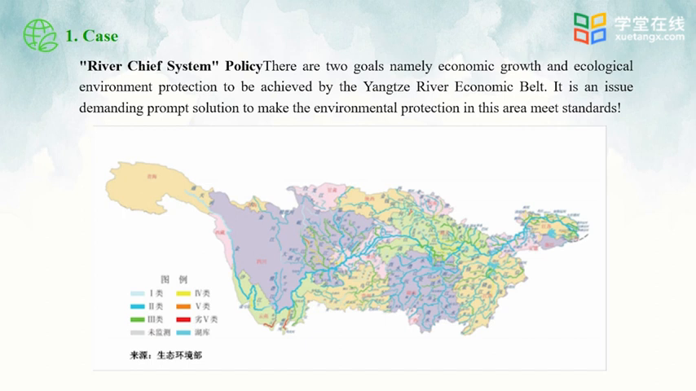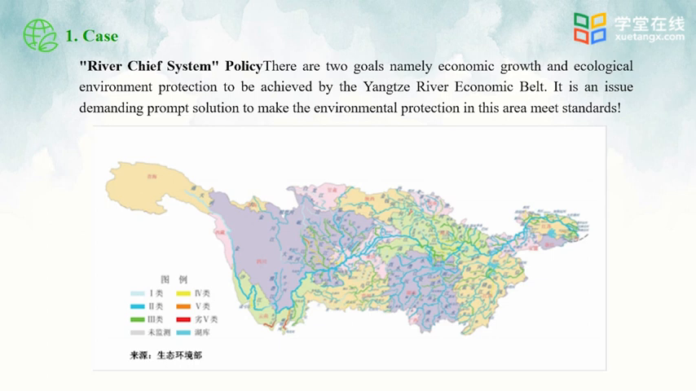Why do I take the Yangtze River Economic Belt as an example? Because there are two goals, namely economic goals and ecological environment protection, to be achieved within the Yangtze River Economic Belt. It is an issue demanding prompt solution to make the environmental protection in this area meet standards.